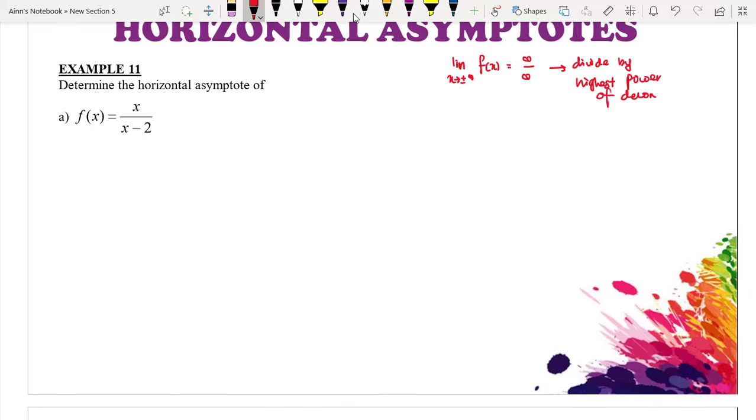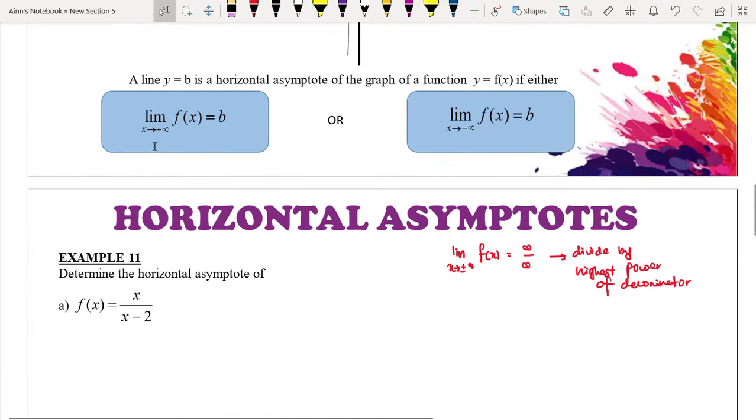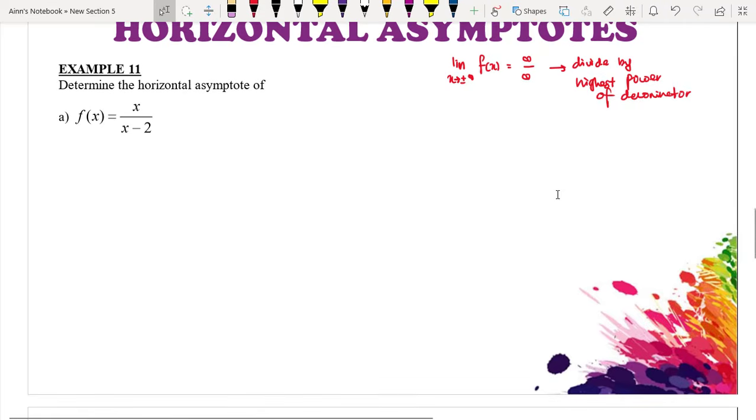As you can see from the question, we need to separate the limit as x approaches positive infinity and the limit as x approaches negative infinity, as in the definition. So we have to do two parts here. Let's do the first part, where we find the limit of f(x) as x approaches positive infinity. Our f(x) is x over x minus 2. If we substitute infinity into this function, we get infinity over infinity, so we divide by the highest power of the denominator.